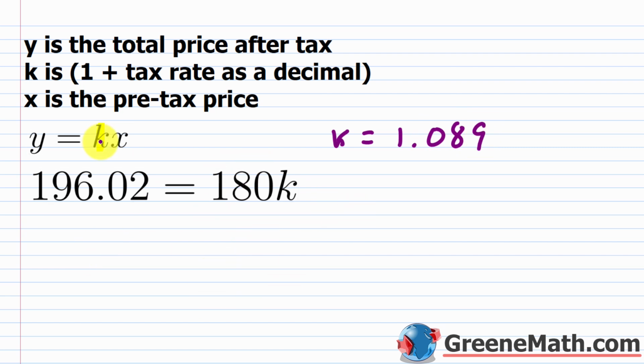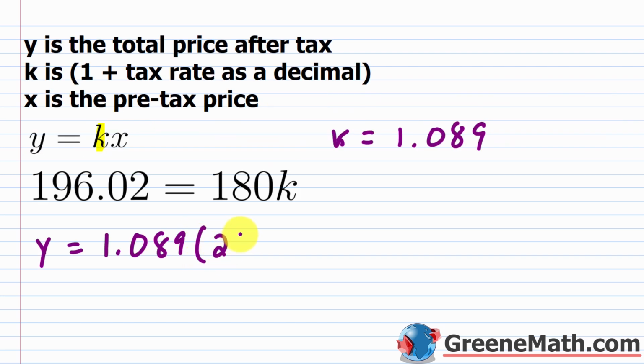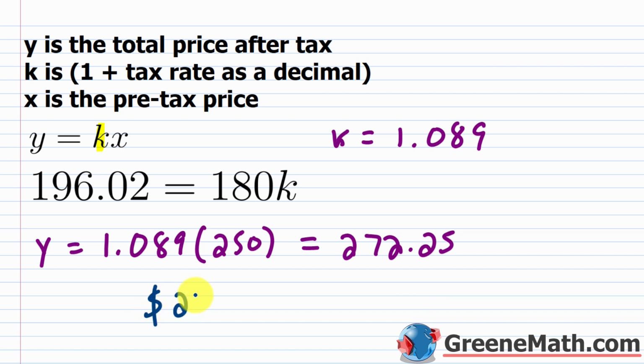And now, again, you could just plug in. So you have a model to where you'll always know the after-tax amount. So y, that's the total price after tax, is equal to, you have 1 plus the tax rate as a decimal. So that's your k. Again, we found that's 1.089, and then times x. So in this case, your x, or the pre-tax amount, that's $250. So let's plug in a 250 there. And so this would be equal to, so I get 272.25. And just to answer this with the units, let's say it's going to be $272.25. That's going to be the price for that customer after tax.